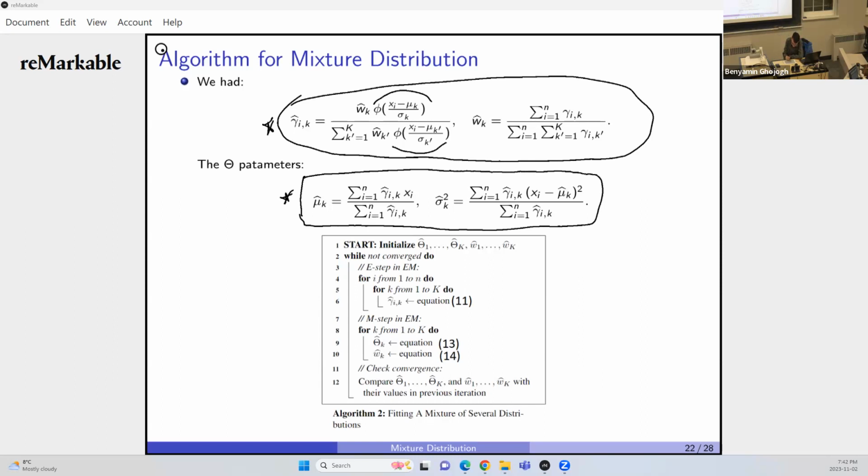So here, this line breaks down into two lines. Theta k breaks down to mu k and sigma k, right? And here, compare theta 1 to theta k to previous values. I mean, compare mu 1 to mu k with previous ones. Also compare sigma 1 to sigma k with the previous iteration.